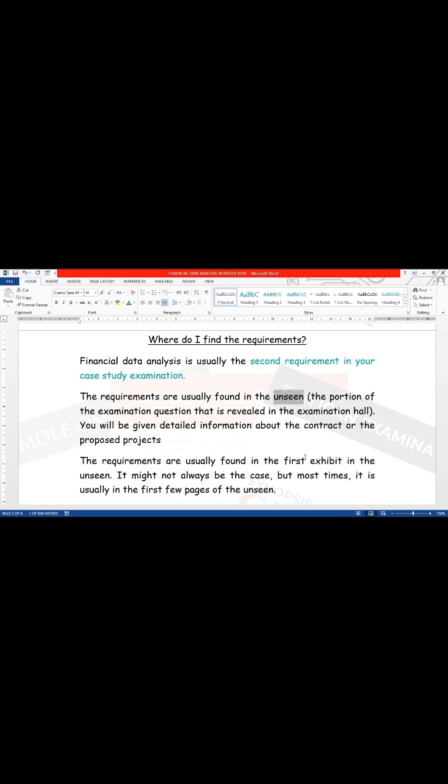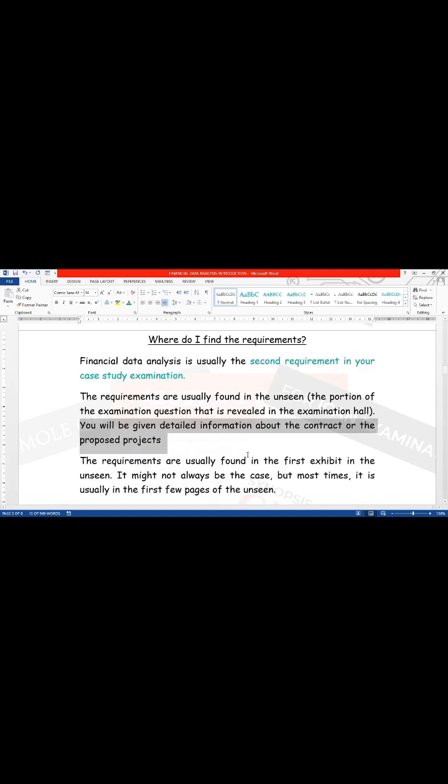So most times the requirements for the financial data analysis are in the unseen. That is the part that will be given to you in the examination hall. You'll be given detailed information about the contract or the proposed project or whatever the company is trying to consider. They will detail every piece of information. So you don't need to worry about how do I get information, do I start formulating data by myself, do I start gathering. No, you don't need to do that. Don't worry. Everything will be given to you in the examination question.